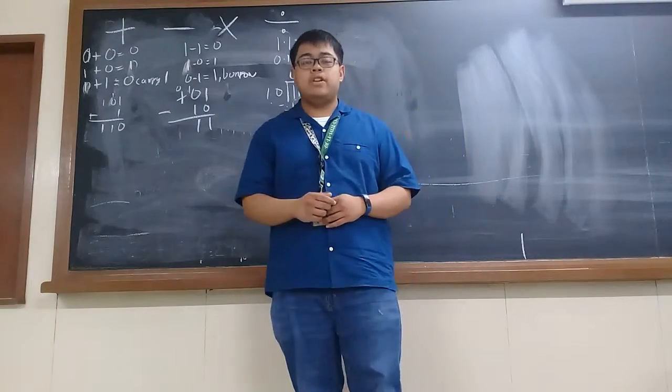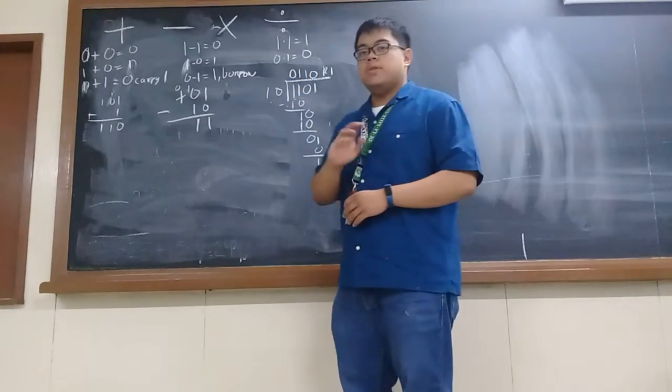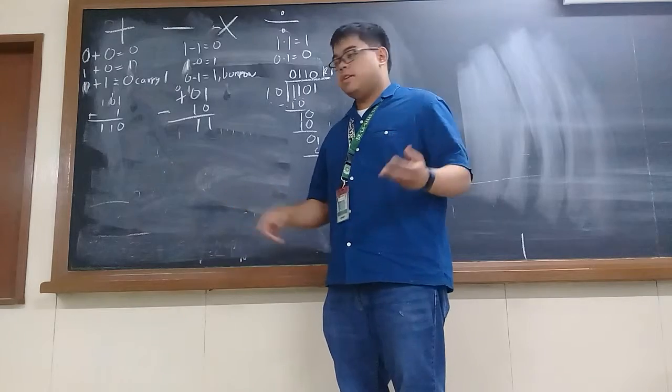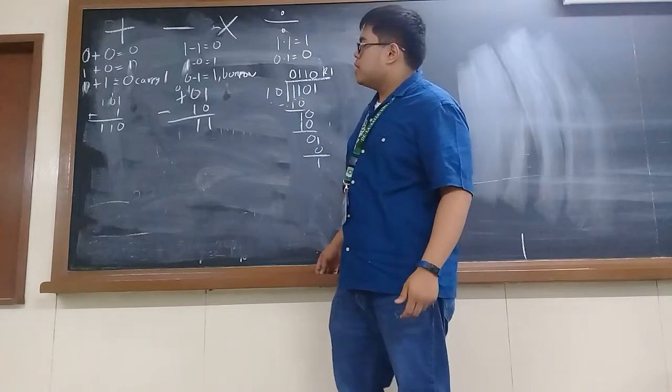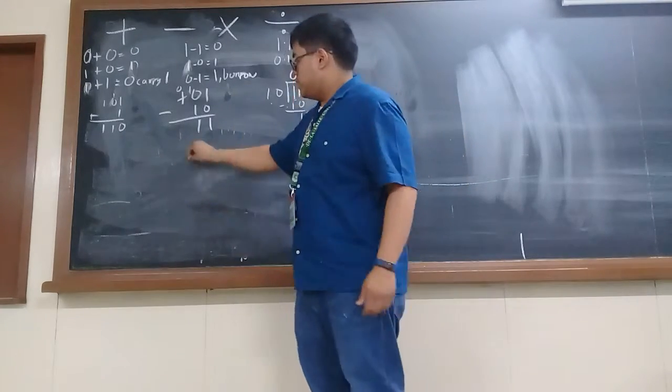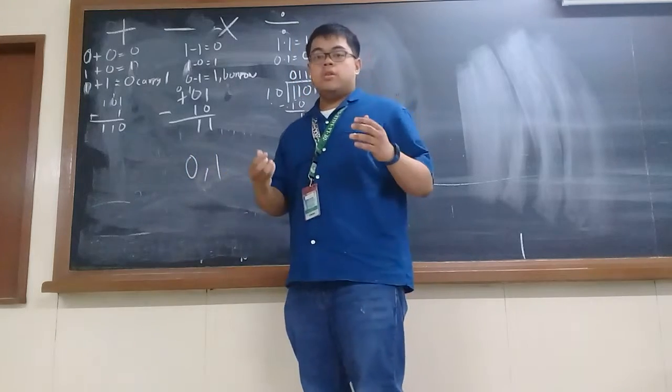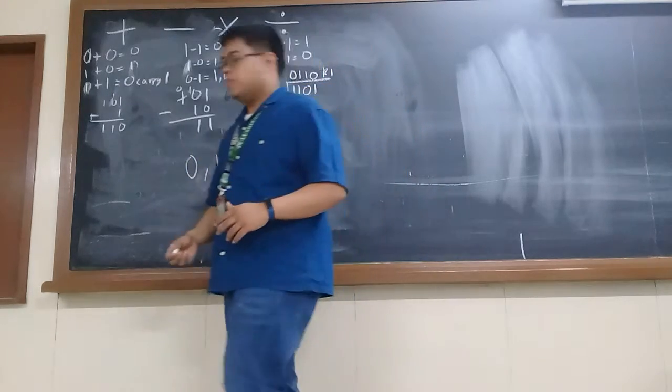Today we'll be talking about binary arithmetic. Now, don't get too afraid. It's the same thing as normal decimal arithmetic, but with a few simple rules. Since we only have two digits, namely 0 and 1, we can only operate using zeros and ones.